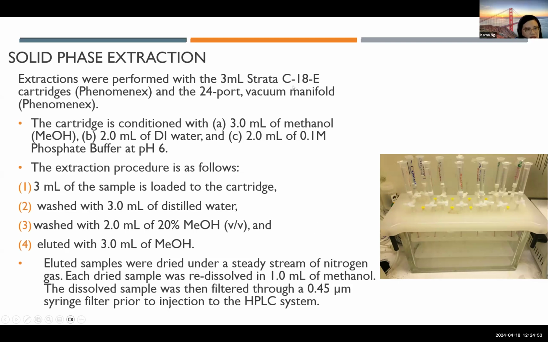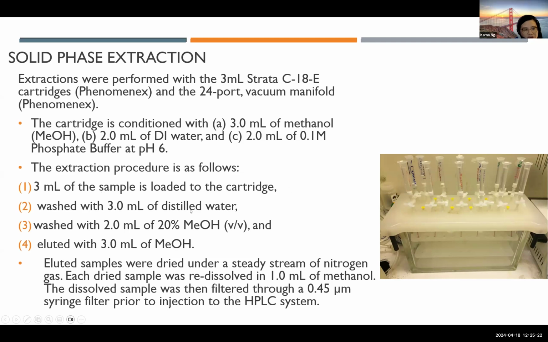So we are using a C18 standard cartridge from Phenomenex. The cartridge is first conditioned with 3 ml methanol, and then followed with 2 ml of water, and finally we put 2 ml of 0.1 molar phosphate buffer at pH 6. Once we condition the cartridge, then we start loading our urine sample in it. We load it with 3 ml of the spiked sample.